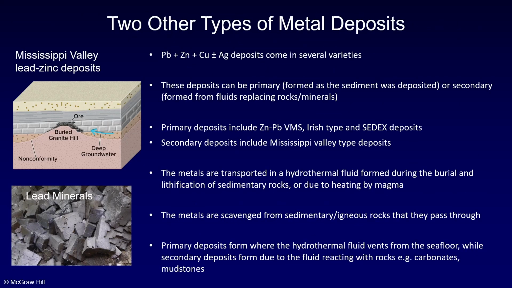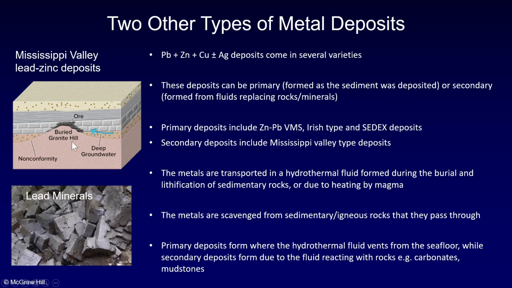Okay, so let's look at another type of base metal deposit. We're now going to look at lead zinc deposits. So lead and zinc tend to commonly occur together in deposits. So there are several different types of lead zinc deposits. They can also sometimes have copper mineralization as well, and sometimes there can also be some silver mineralization there along with the lead zinc. So these deposits can be primary, so they can be formed when the sediment was deposited.